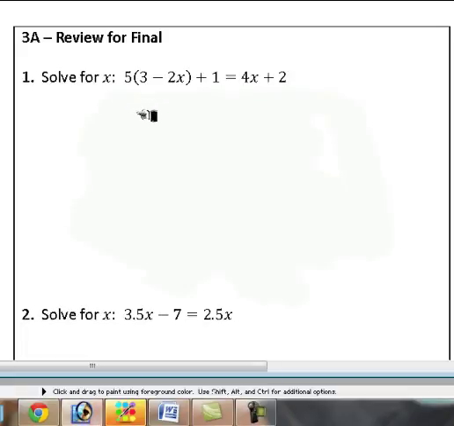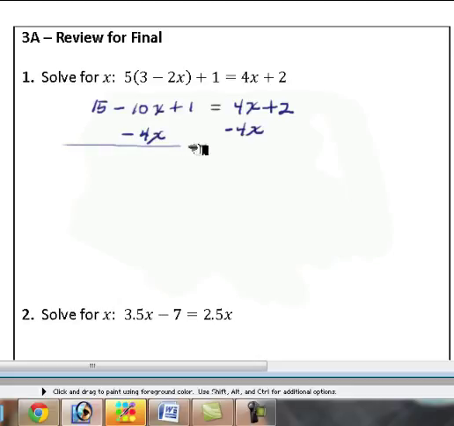Continuing our review with the material from test 3, starting with linear equations. Here we have a linear equation, and we're going to open up parentheses to start with. We have 5 times 3, that's 15, minus 10x plus 1 is equal to 4x plus 2. Now let's gather together those x terms, minus 4x on both sides, and we have 15 minus 14x plus 1 is equal to 2.